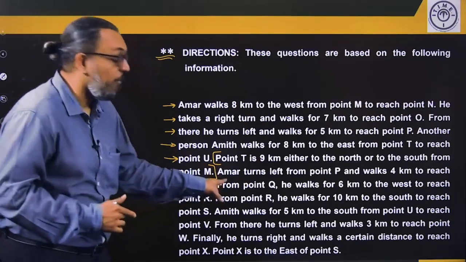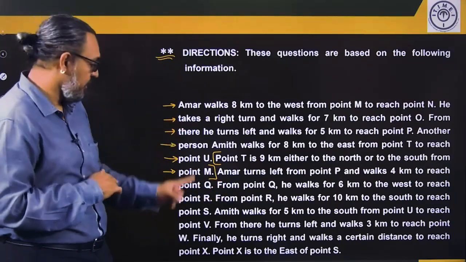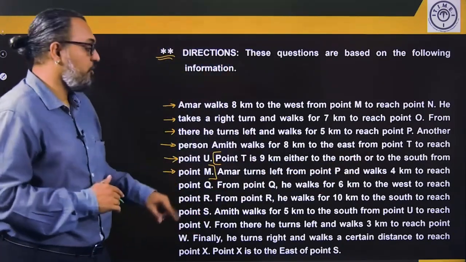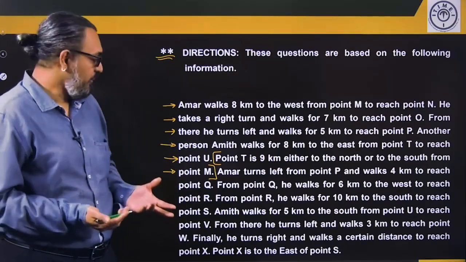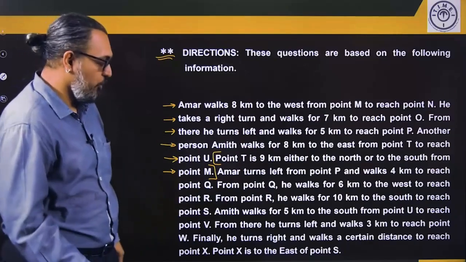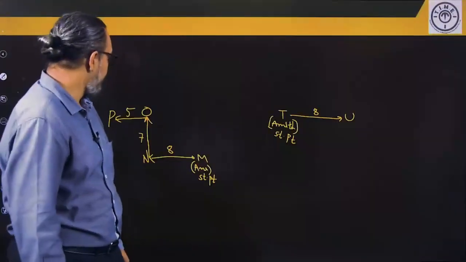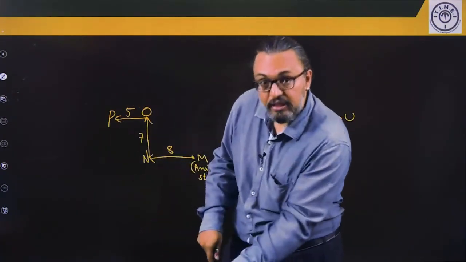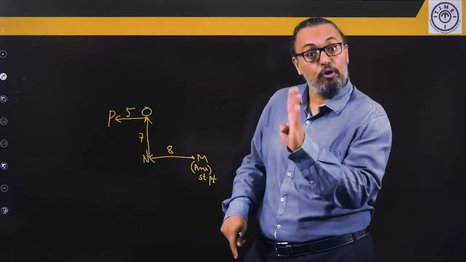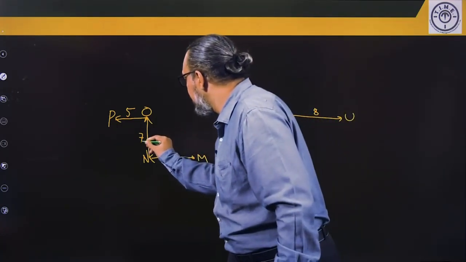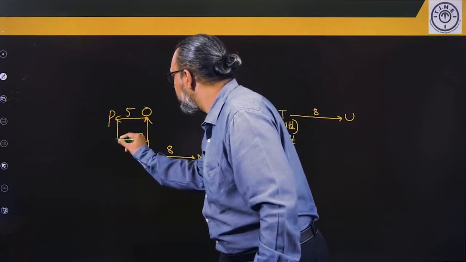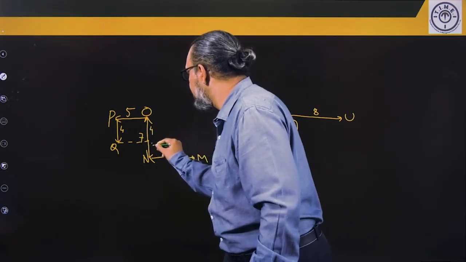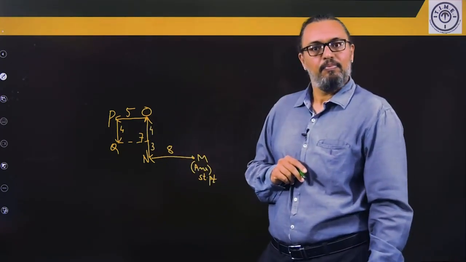Then after that what he says, Amar, see he is now back to the first person Amar. Amar turns left from P and walks 4 kilometers to reach Q. So from P he is turning left. Now check here. So from P again moving in the west, he is turning left, left is below, correct, 4 kilometers to reach Q. So this is 4 and this is 3, total is 7, correct.